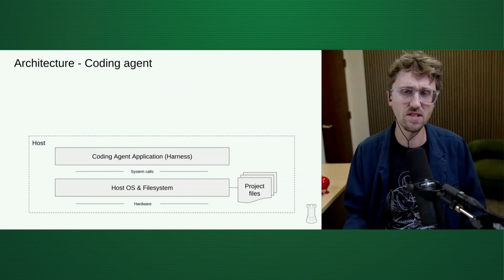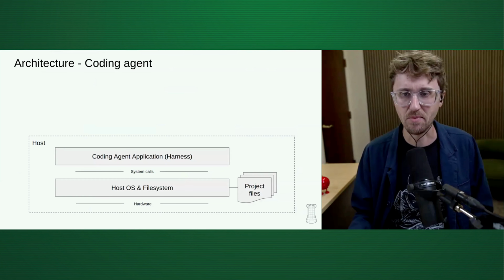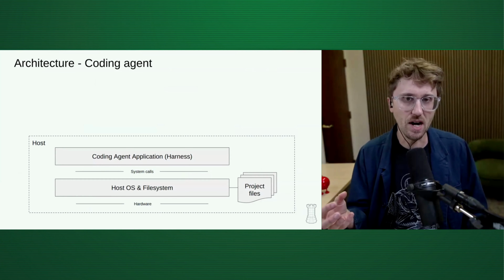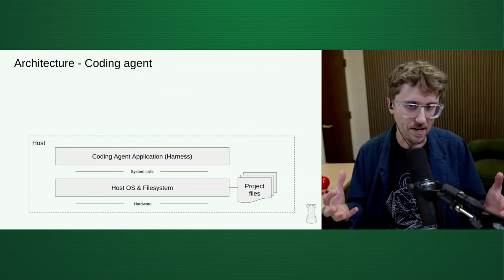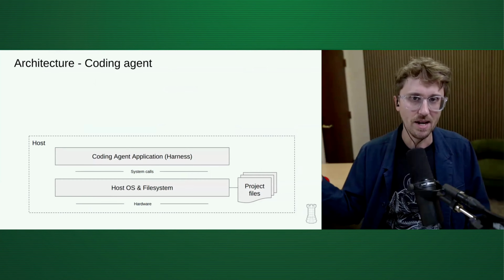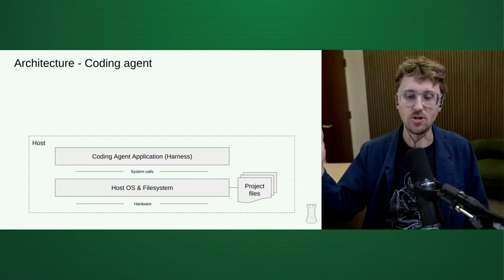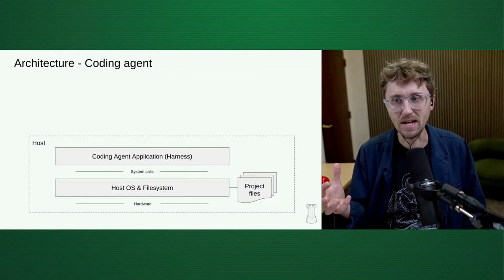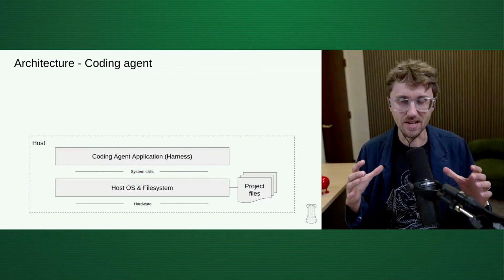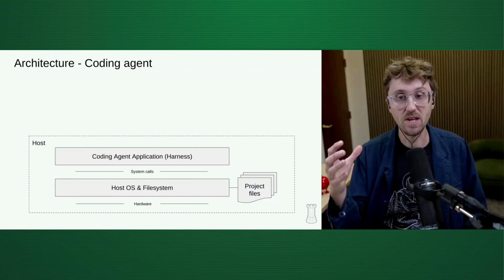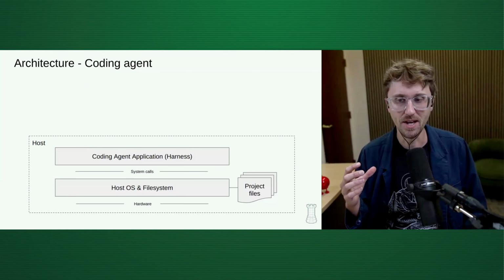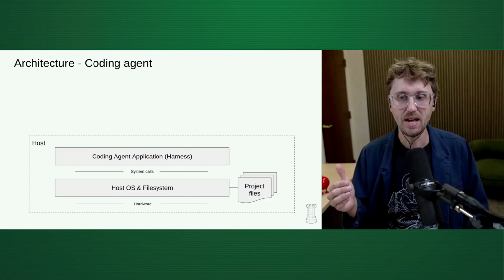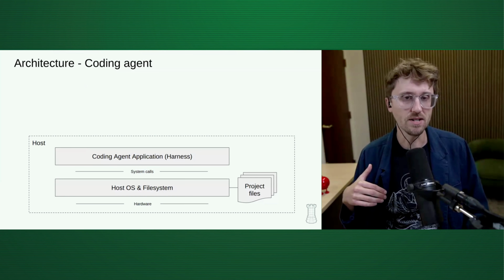So let's talk just a little bit about the architecture of a typical coding agent. This coding agent is going to operate on some host. It could be, like I say, your laptop, or it could be a VM in the cloud. It could be some sort of container. Wherever this is operating, you really kind of, in a simplistic form, have some host with an operating system associated with it, with a file system, some underlying hardware, right?